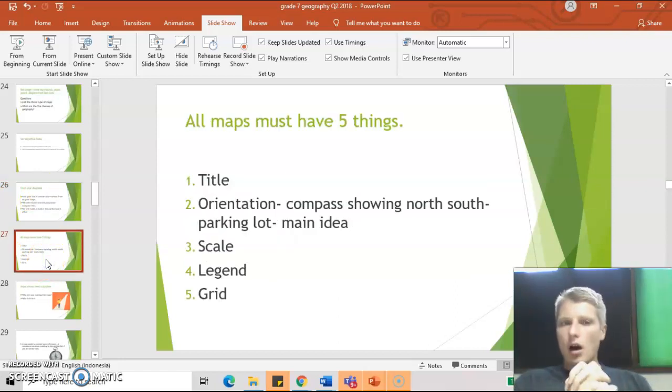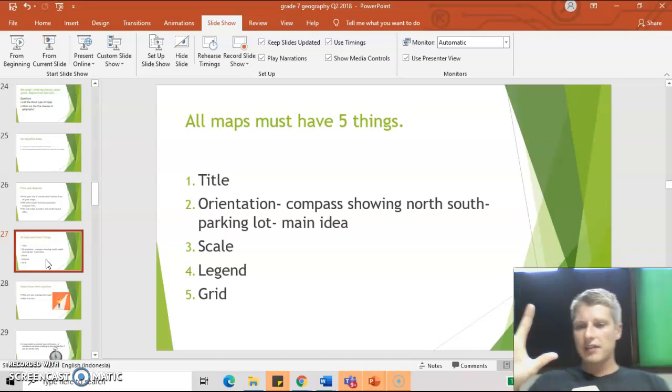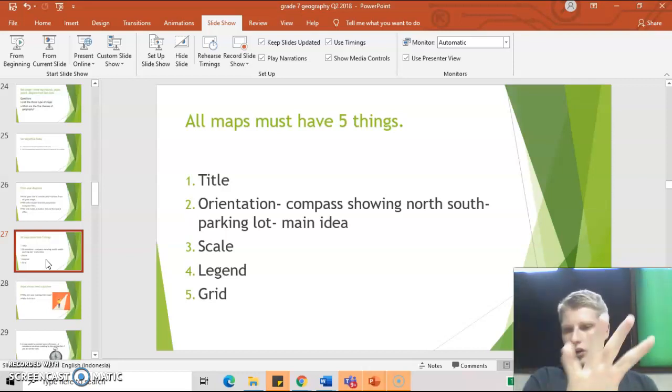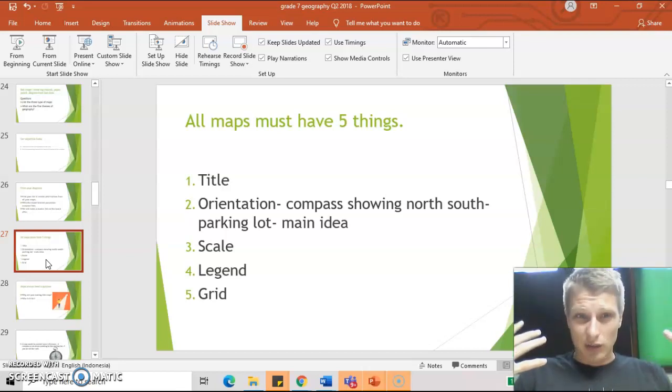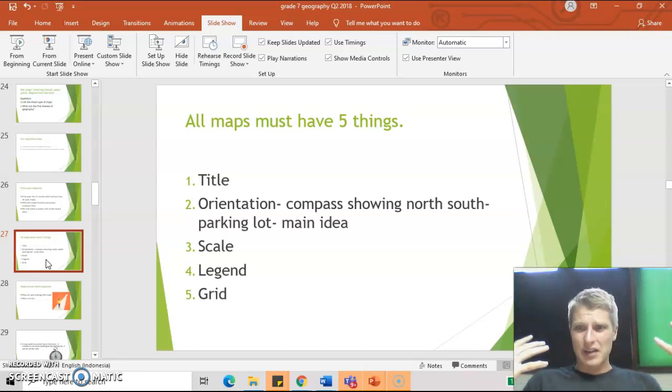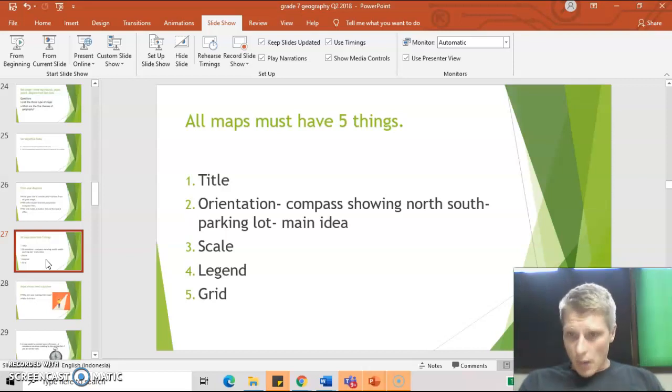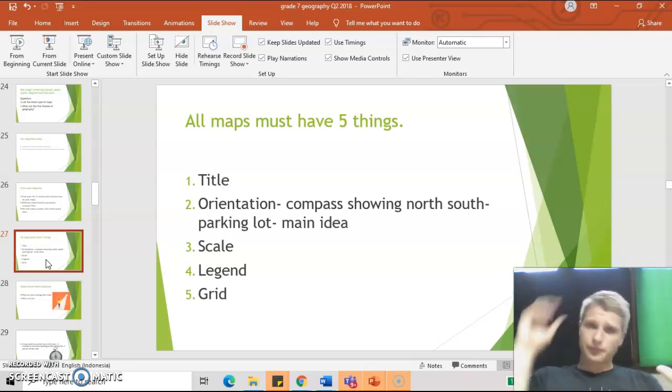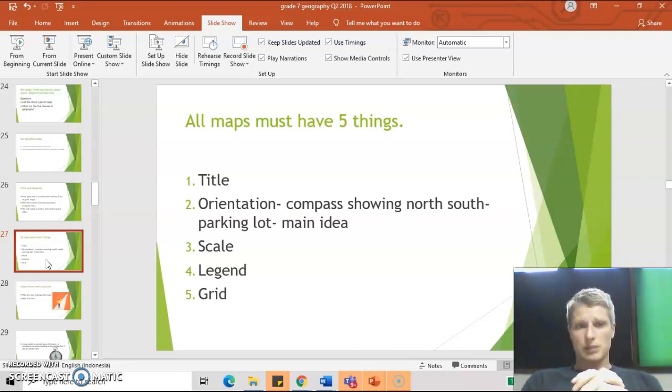Okay, all maps must include 5 things. These are the 5 essential elements of a map. Every map must contain these things in order for it to be a true map. Okay, so your map needs a title. We have to know what we're looking at, right? If it's just this blur of water and islands, no one's going to know unless there's a title. So a title gives us the information point.